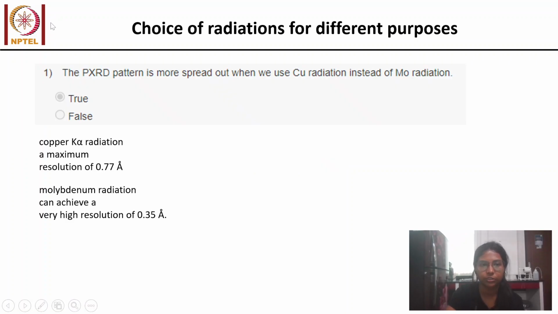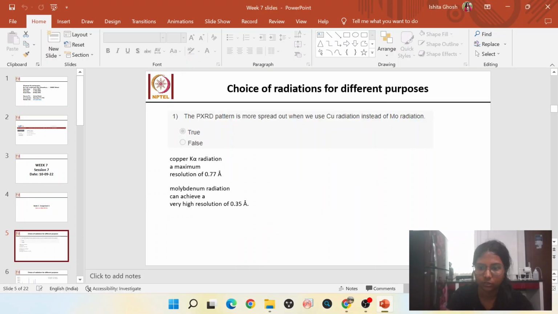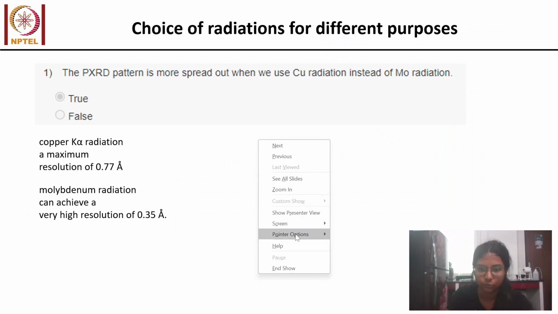The first question was a true false question. You have to state whether this statement is true or false: the PXRD pattern is more spread out when we use copper radiation instead of molybdenum radiation. You have to know that in the case of copper, the K alpha radiation which is used, what is the wavelength for that? For copper it is 1.54 angstrom, right?